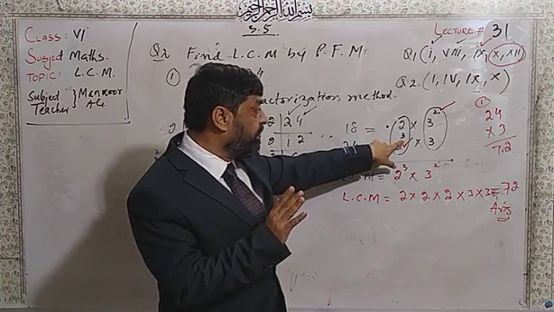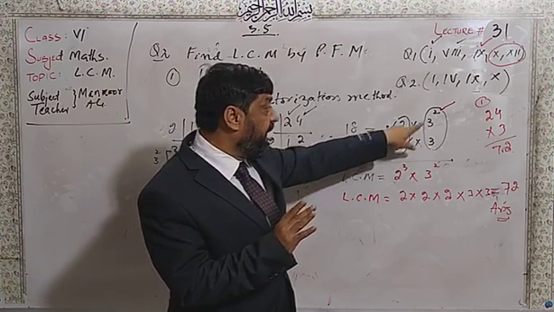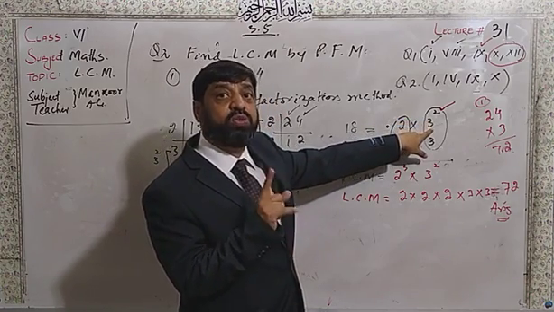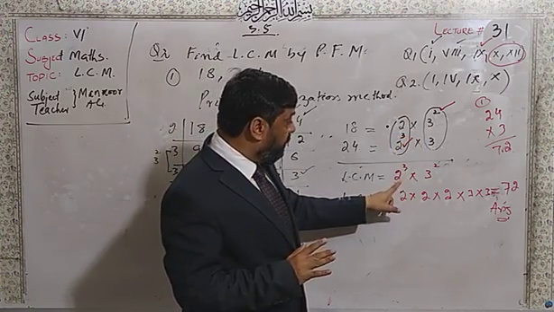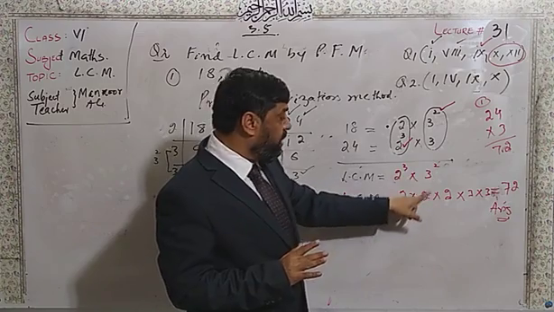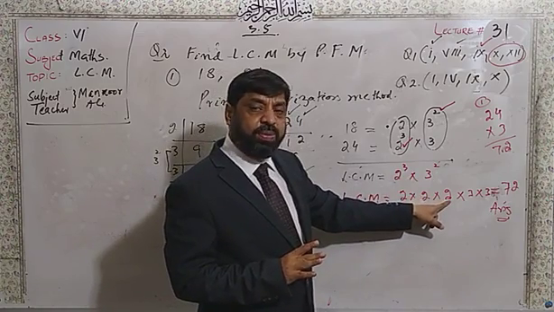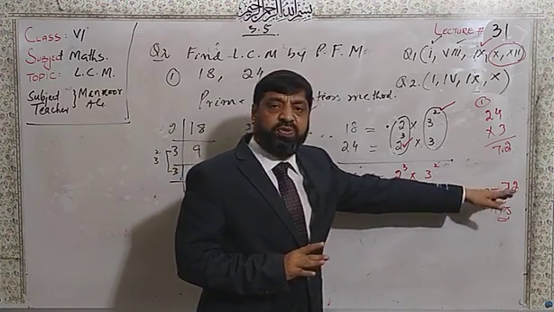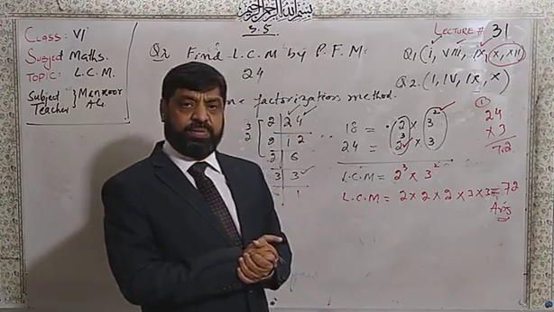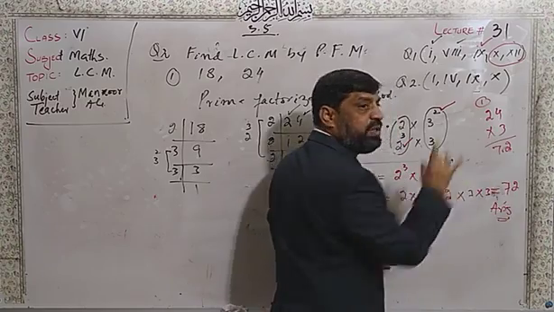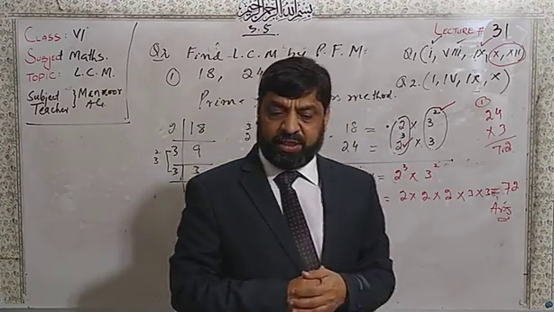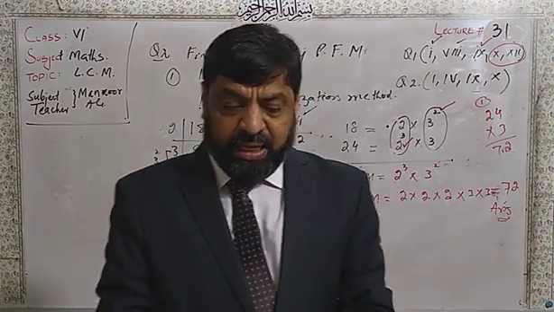So you will take the maximum power: 2 power 3 and here maximum power 3 power 2, when we are asked LCM. 2 power 3 multiply 3 power 2, and then you will open it, write in product form, and their multiplication. Product form: 2, 2, 2, 3 times, 3, 2 times, and their multiplication comes 72.